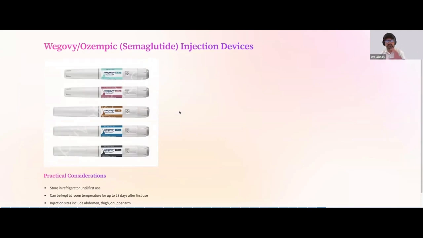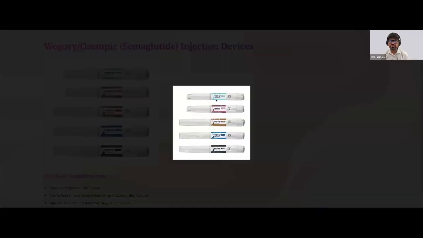So you can see that these are the different pens available. There are 5 strengths available in India. It starts from 0.25, so this is the lowest dose, then 0.5, then 1 milligram, then you have 1.7 milligram and 2.4 milligram. So these are the doses which are available. These are available in pen form. So Wegovy is available in pen form.